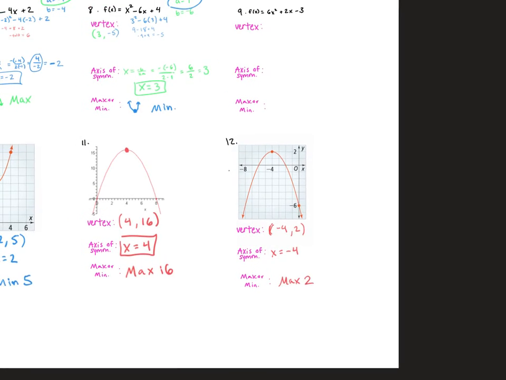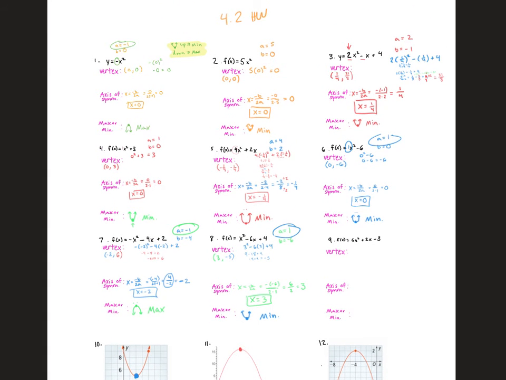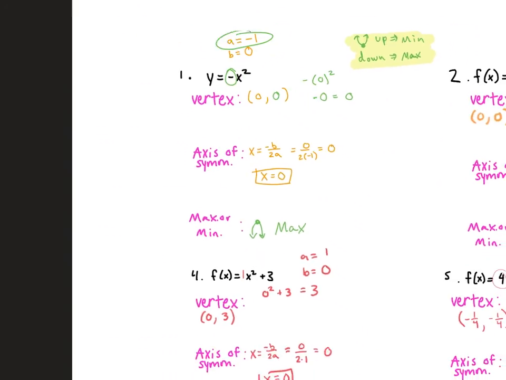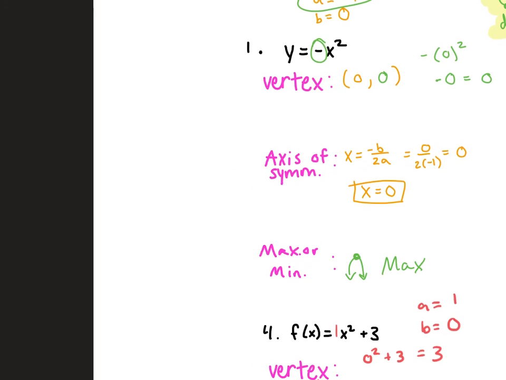All right, so the next thing we're going to do today is graph them. I am going to do the first 3 with you, and then your homework is to do the rest of them. So your homework for tonight is to graph 1 through 9. We're going to do 1 through 3 together. So let's take a look at number 1.